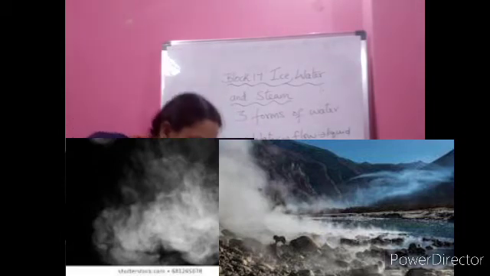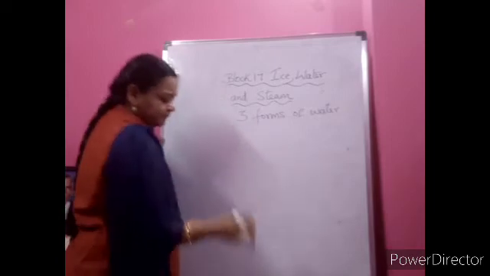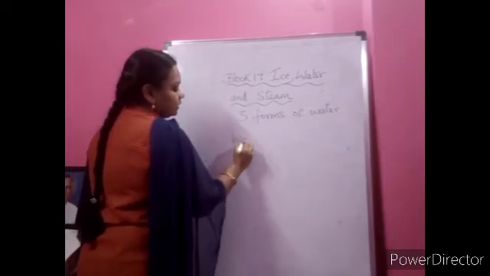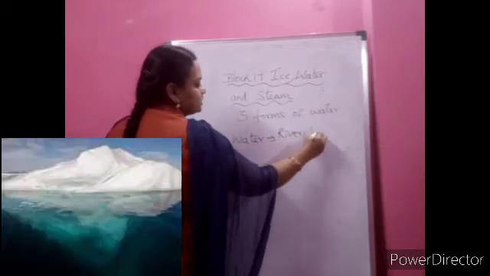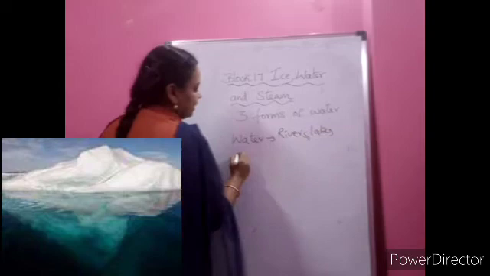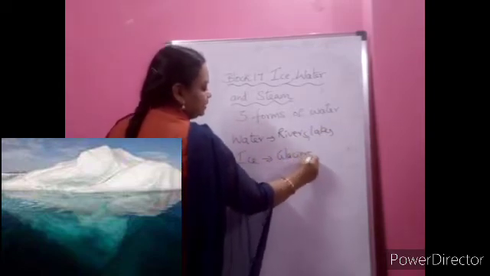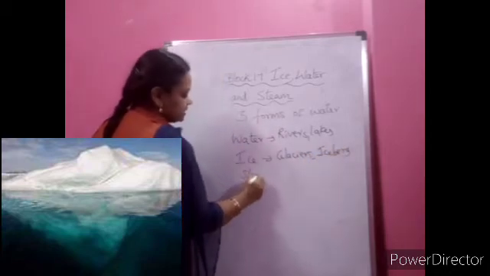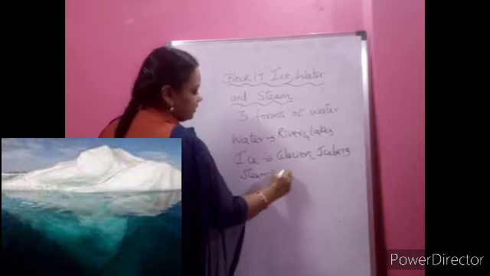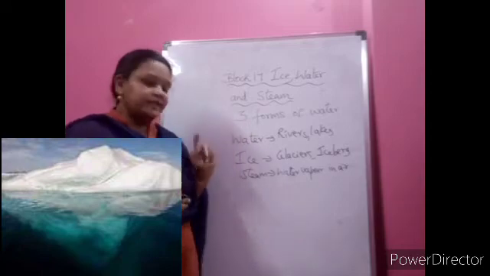So let us learn more about this, children. Water can exist in three forms. What are they? Water, ice and steam. So now where can you find water in nature? In the rivers, lakes, ponds and all. Where can we find ice in nature? In the glaciers and icebergs you can see. Where can you see steam? It is present as water vapor in air. In terms of water, ice and steam.